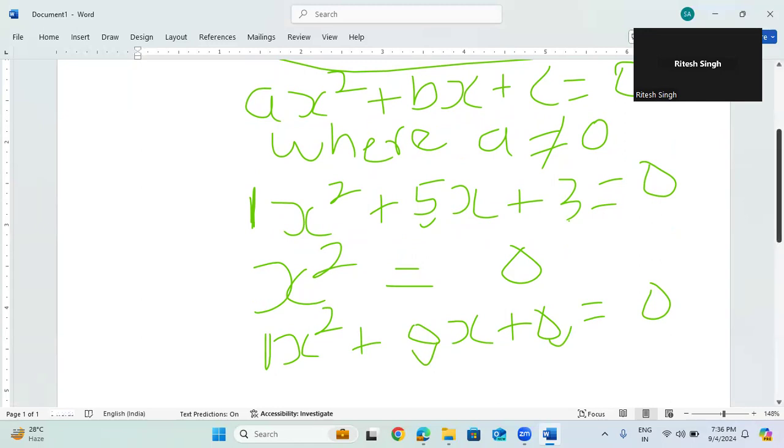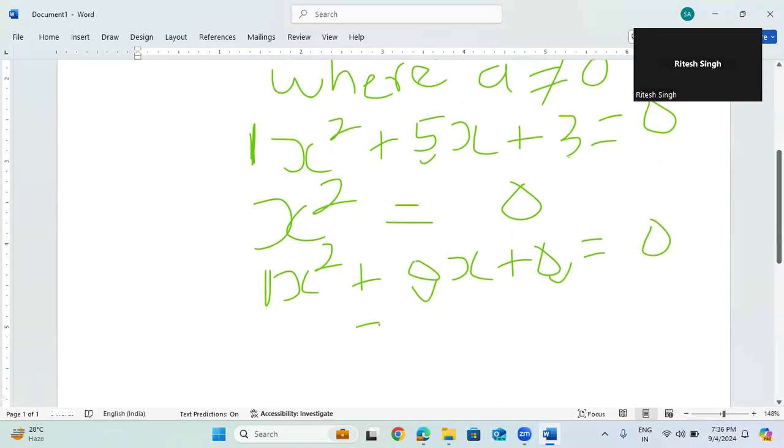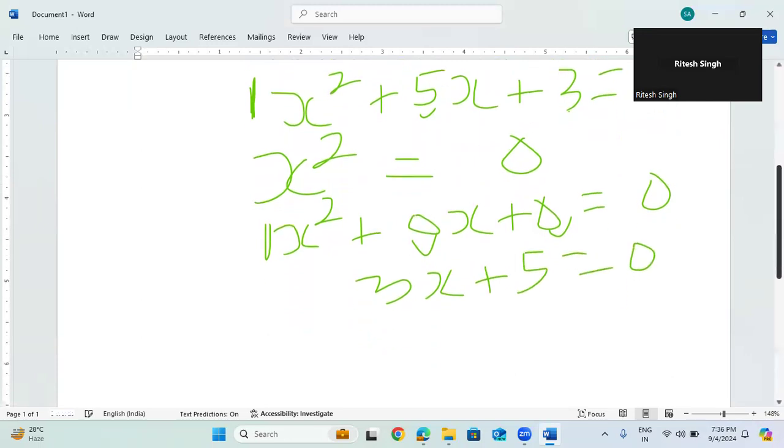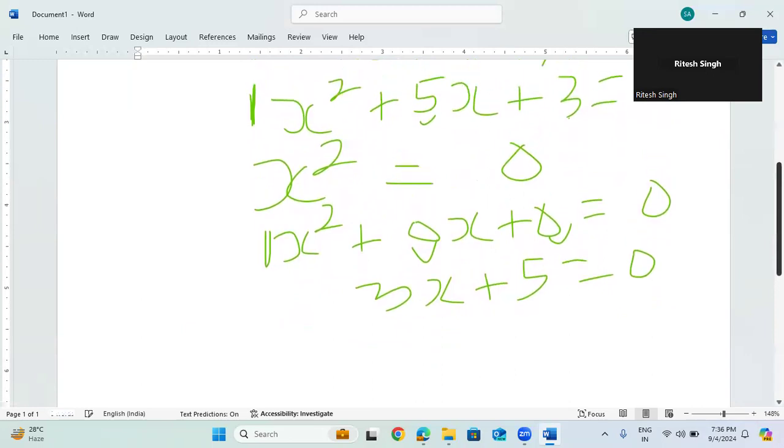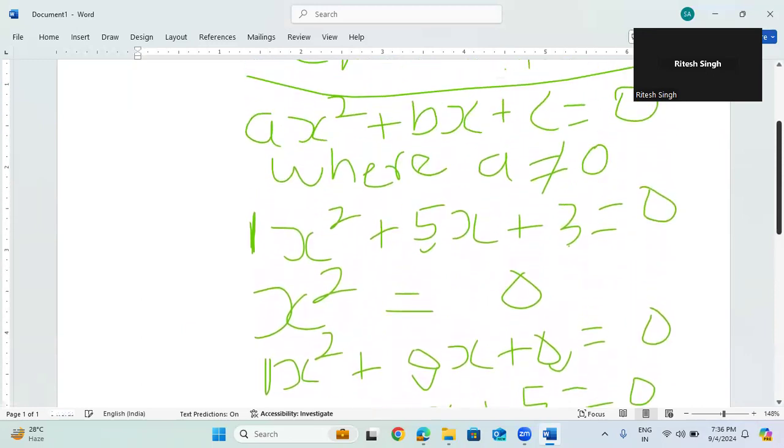Now, if I ask whether 3x plus 5 is equal to 0 is a quadratic equation or not, then our answer will be no. This is not a quadratic equation. Why? See what the definition says. Where a is not equal to 0, in the equation type ax square plus bx plus c, a can never be 0. If a is equal to 0, then it is not a quadratic equation.